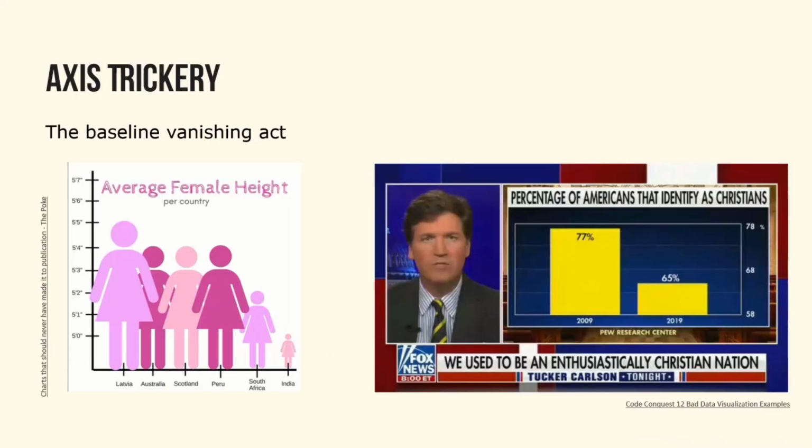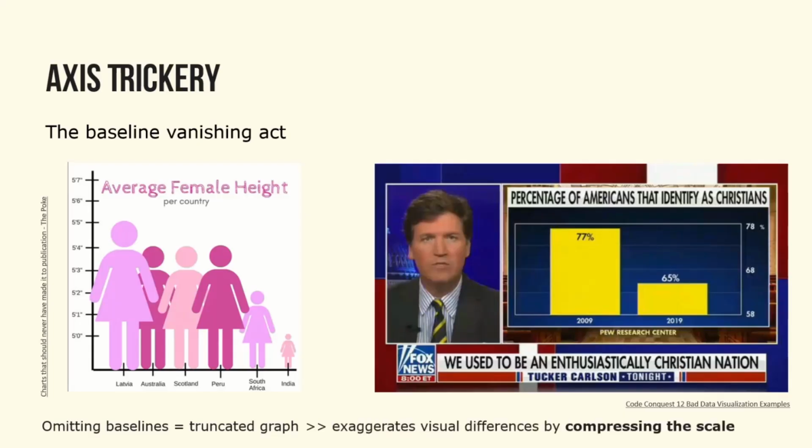Still on axis trickery, we have here two interesting visualizations. The one on the left, with the average female height, looks quite funny, right? You see here India and Latvia, oh wow, you laugh. But when we go to a more serious chart, this one also from Fox News, trying to make a point on the news with everybody watching, that can cause a bit of an issue. Both of these charts are omitting the baseline, which means they are truncated graphs. And when we truncate a graph, it will exaggerate visual differences by compressing the scale.